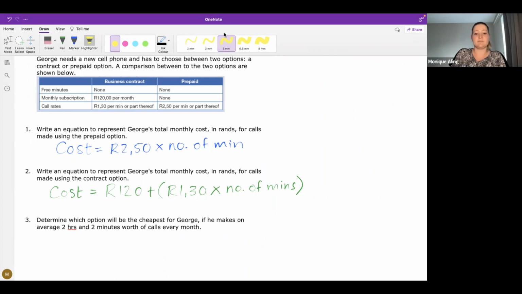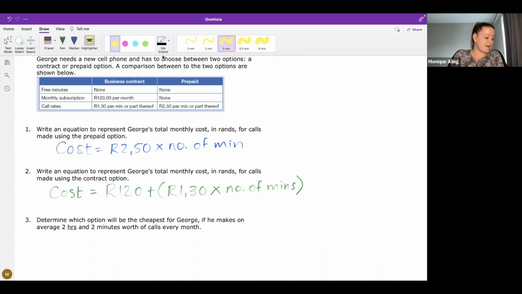Emihle is asking, ma'am, is it okay if you do not put the R1.30 and the number of minutes in one bracket? It is fine, because at the end of the day, you will know to multiply those two together first anyway, according to BODMAS. So the bracket's just there to remind you to do that first, but because it is multiplication, it's okay, because you should know then that those two are grouped together.